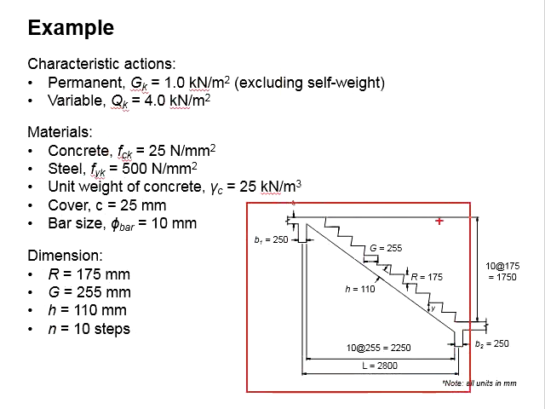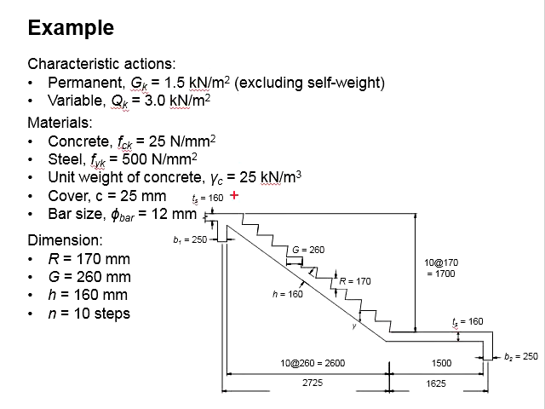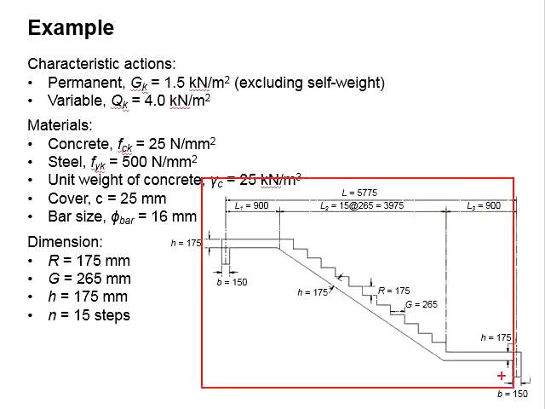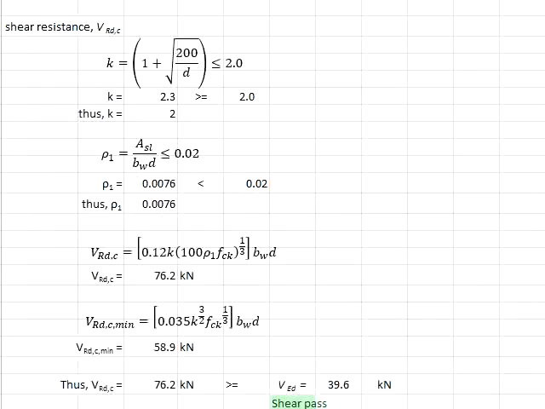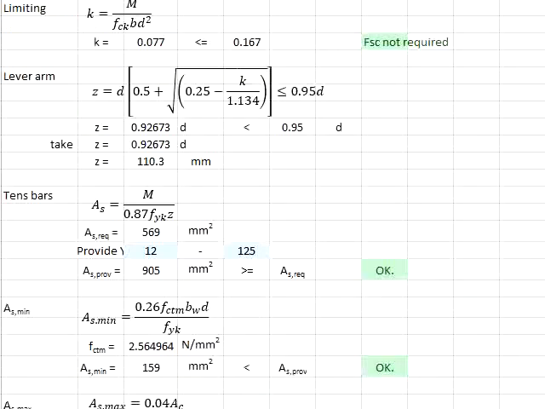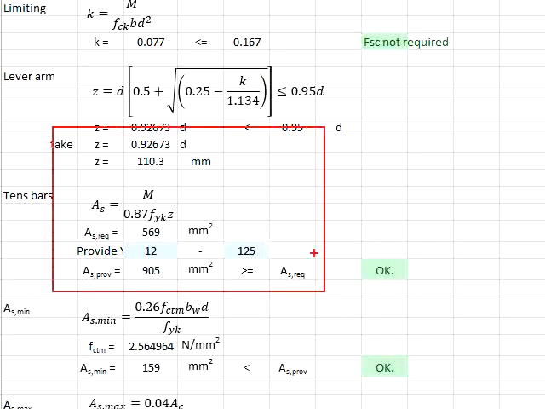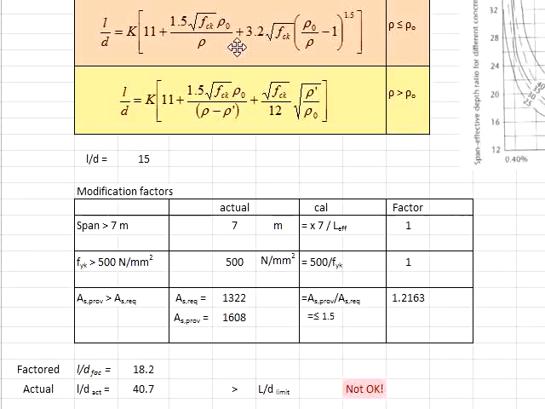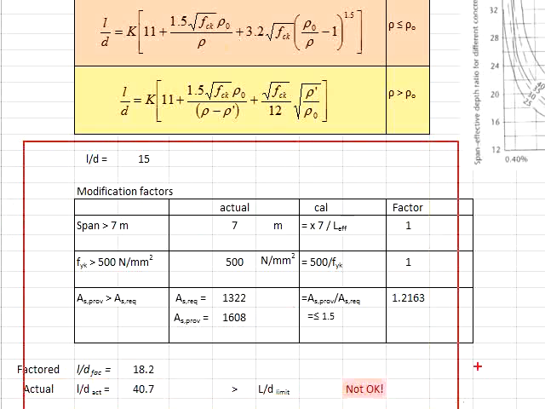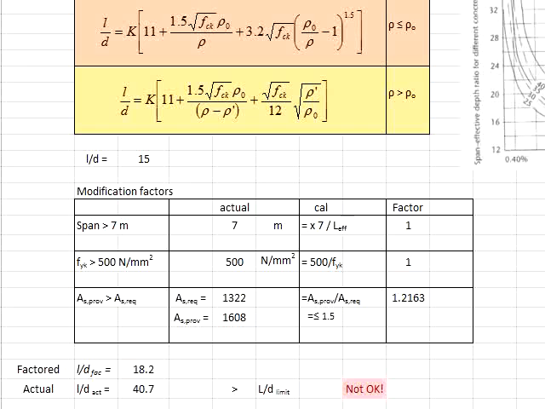Based on the three examples that we have done, this is the second example, and this is the third example. If you observe the calculation steps, we found that the shear resistance is normally easy to pass, and normally we are able to provide sufficient reinforcement bar to pass the moment resistance. However, there is a high chance that the deflections fail for the staircase. This can be one of the major concerns for the staircase.